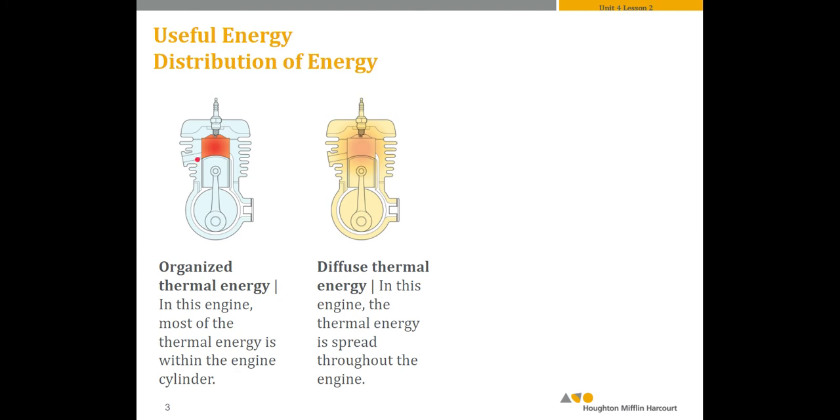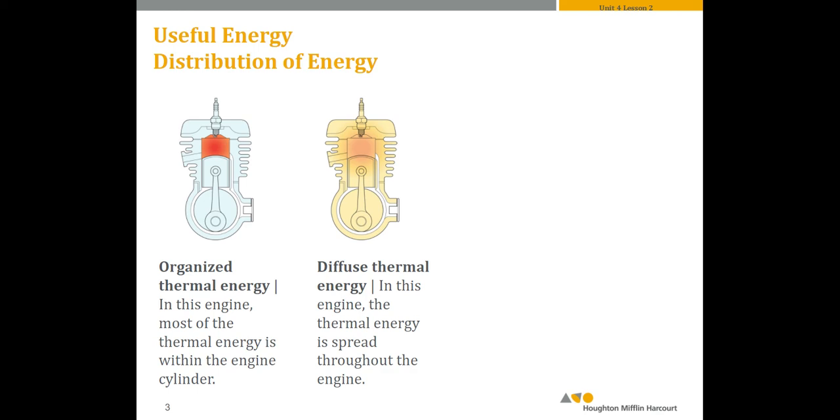Now, in the first engine, in the first image, we see most of the thermal energy within the engine cylinder. So we don't have a lot of thermal energy escaping. We don't have a lot of heat transferring outside the cylinder, and so that is organized thermal energy. On the second picture, we see diffuse thermal energy. That's where we lose a lot of heat, or there's a lot of thermal energy that gets spread throughout the system.